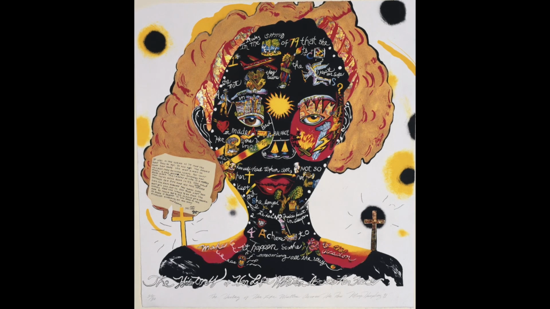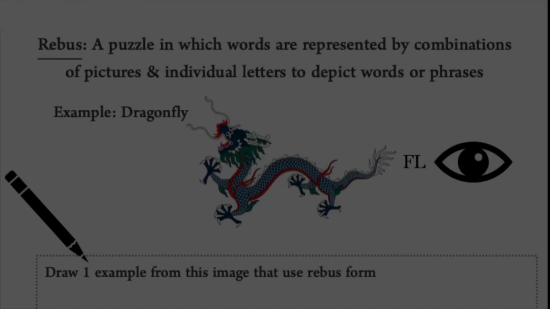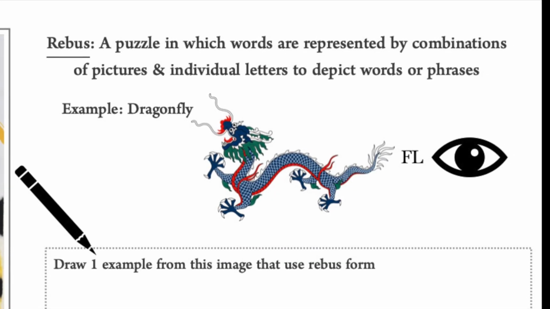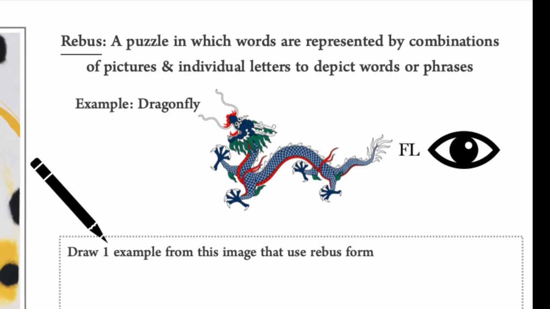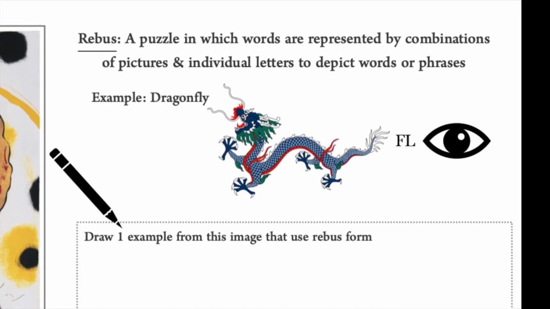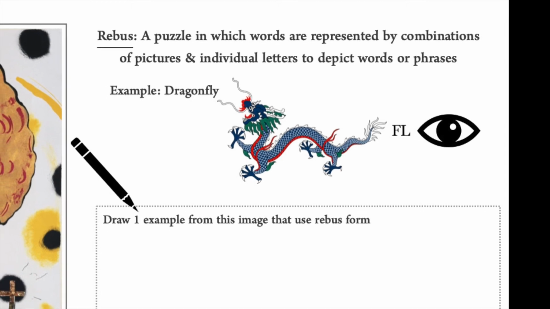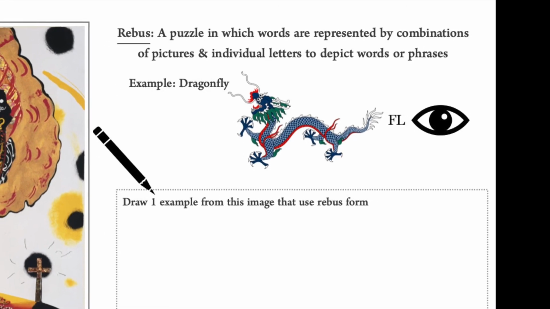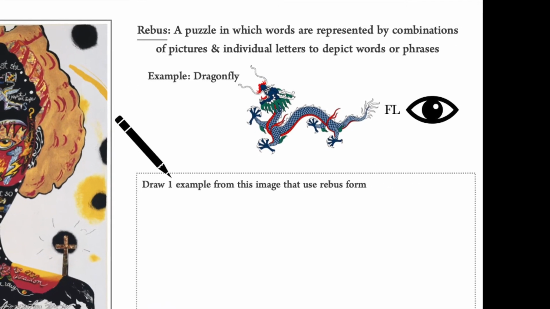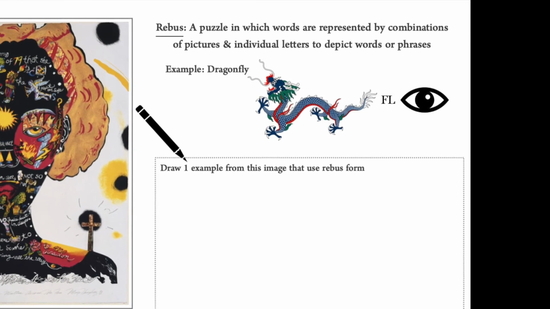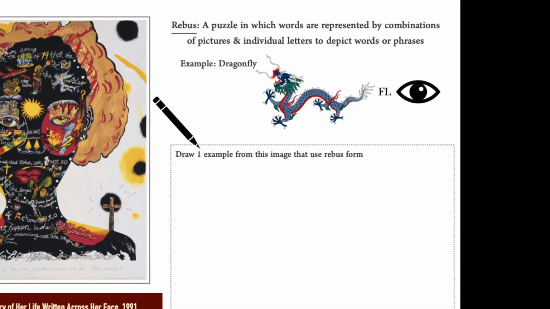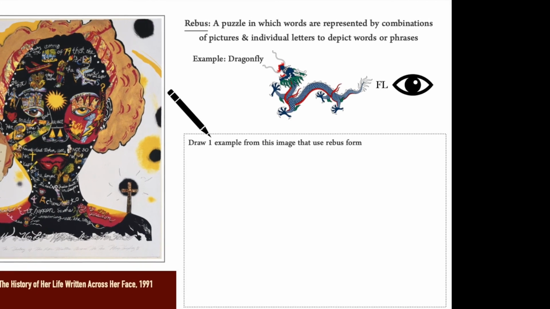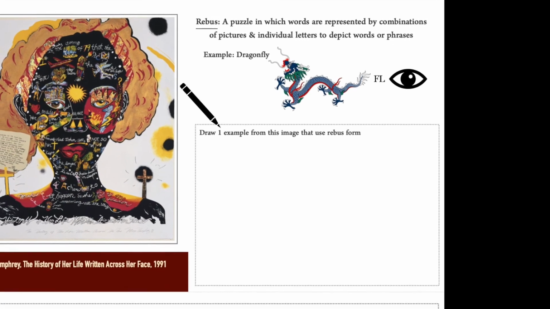Today we will be creating a short rebus poem illustrating some aspect of your life. And as we said before, a rebus is a puzzle in which words are represented by combinations of pictures and individual letters to depict phrases. An example would be an image of a dragon, the letters FL, and the image of an eye, depicting dragonfly.